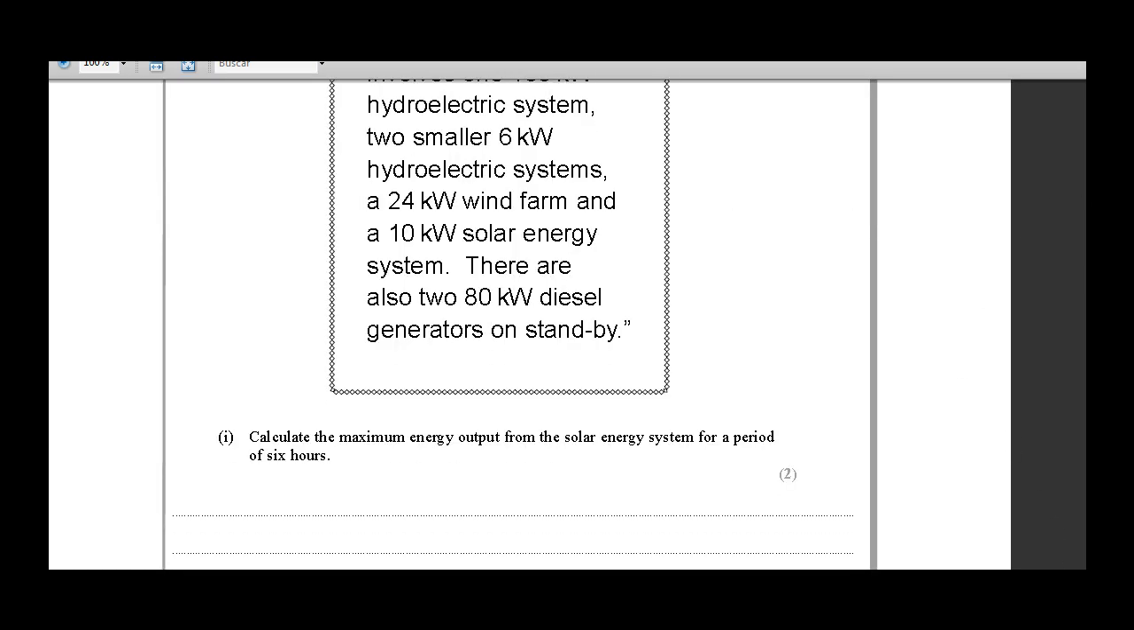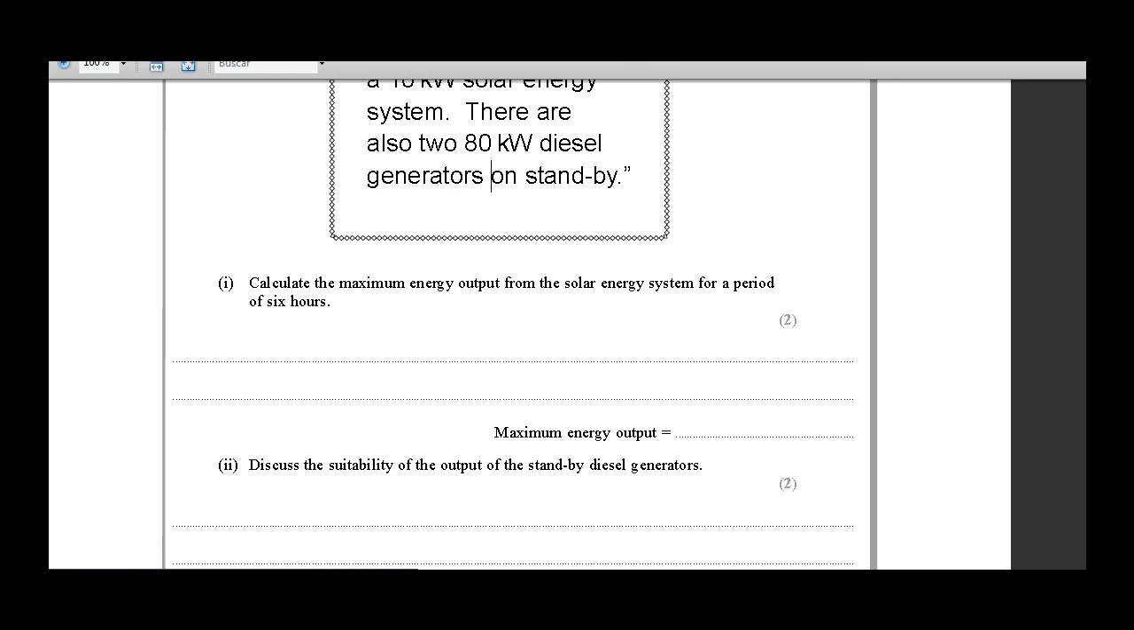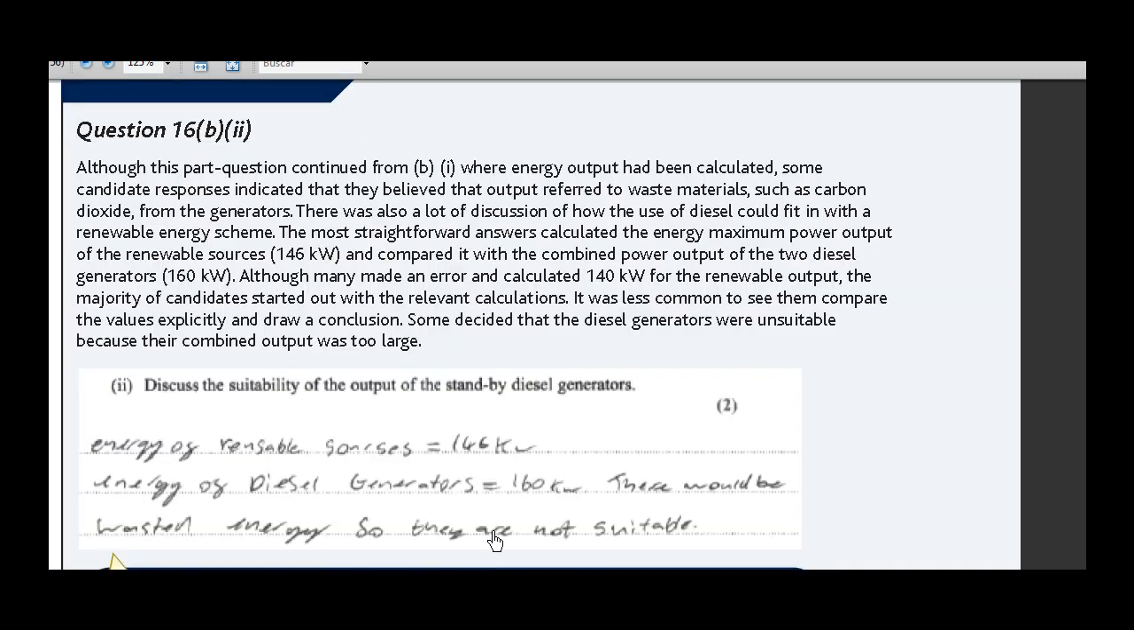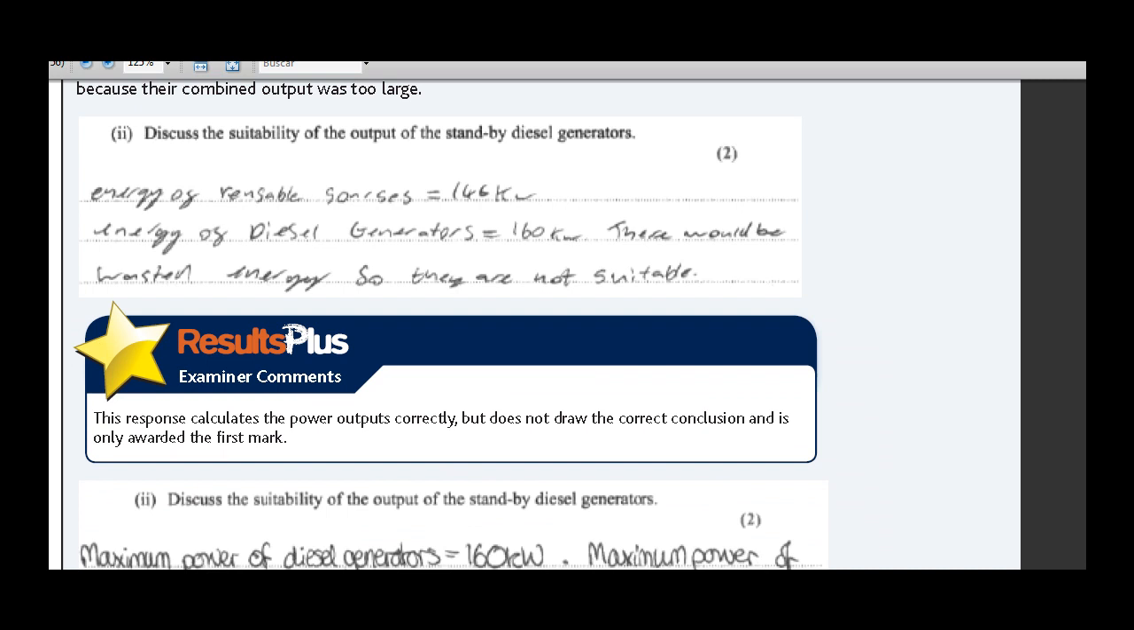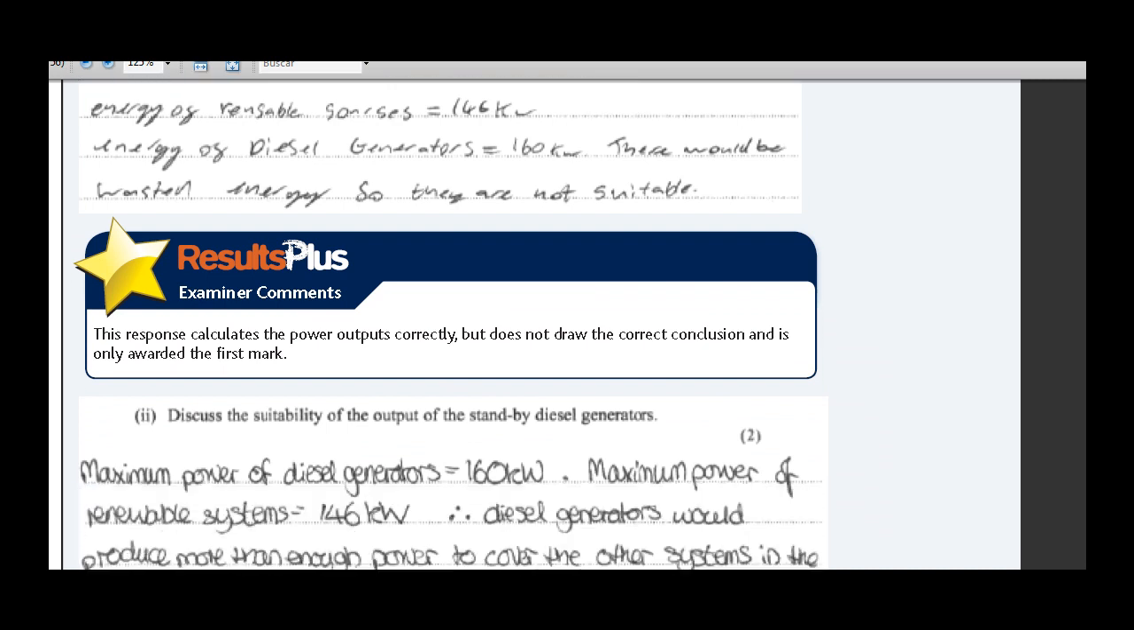And if we look at the answers of the person here, they say in the first one energy is 146, so it added those, and then that the diesel generators is 160, so that's fine, and then there would be wasted energy, so that they are not suitable. Wasted energy. That's not the right approach to answering it, I'm afraid, and I think the guy will say that here. This response calculates the power outputs correctly but does not draw the correct conclusion and is only awarded first mark. So that's the wrong conclusion.